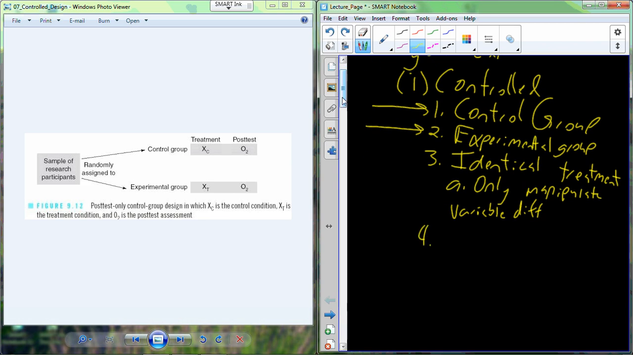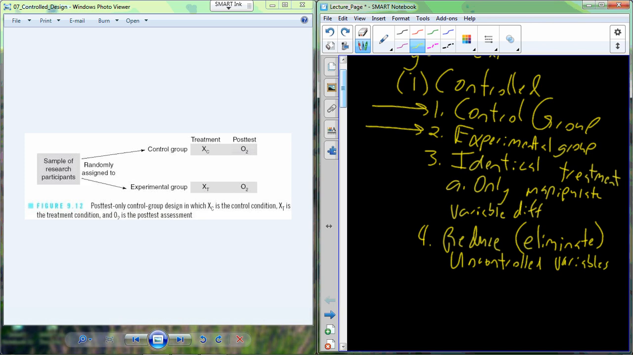A fourth characteristic of a controlled experiment is going to reduce, in an ideal world, it would be eliminate, but at least reduce uncontrolled variables. So we reduce or eliminate uncontrolled variables.